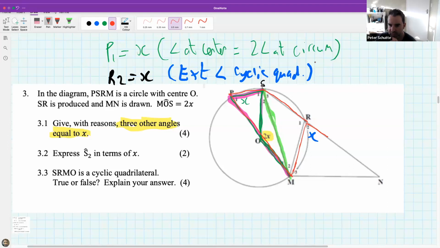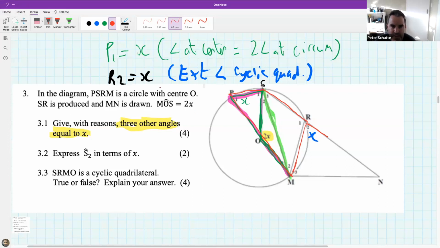Okay, now what is the one? We need one more, then we're going to finish the lesson for today. So we've got P1, we've got R2. Is there anything else that I am missing? We got that x over there. Sneakiness. Oh, look at the sneakiness here. I've just noticed something.